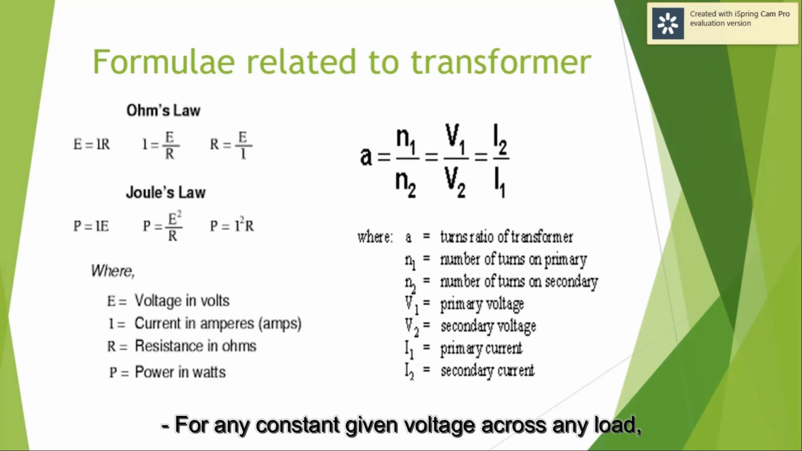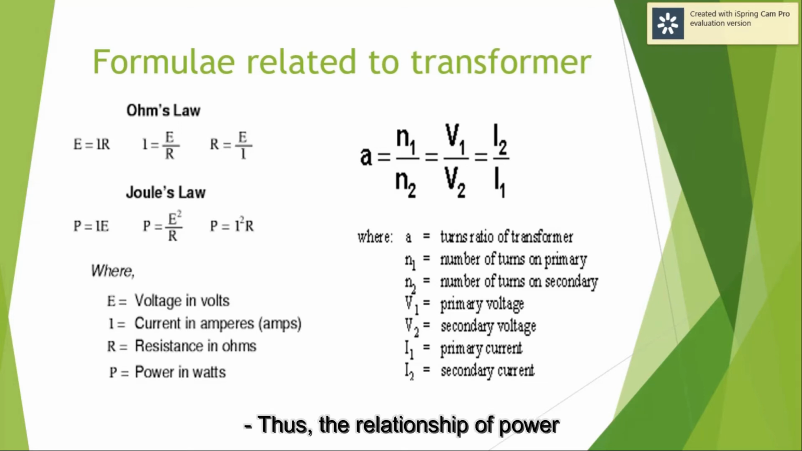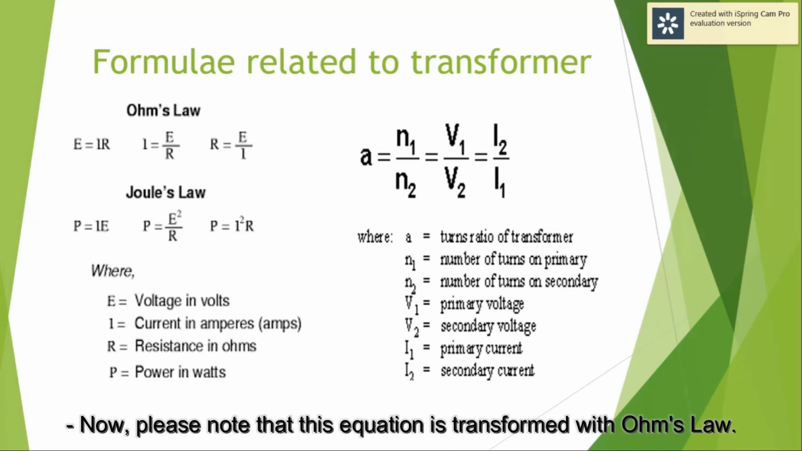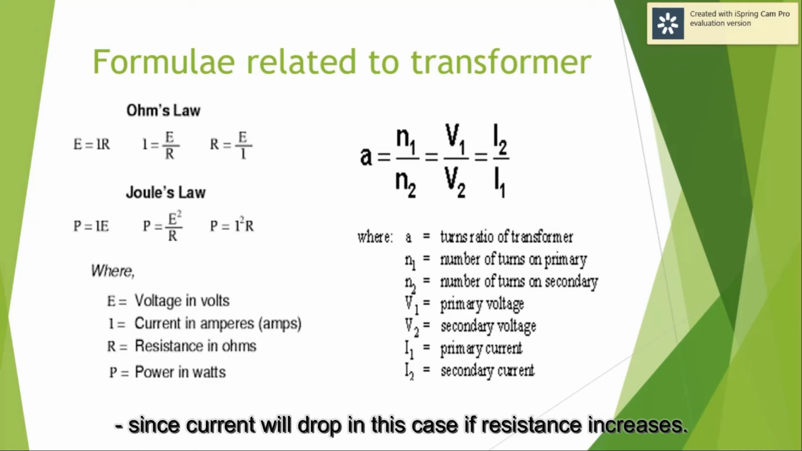For any constant given voltage across any load, the power received by the load is given by P equals V squared over R. Thus, the power is directly proportional to the square of voltage and inversely proportional to the resistance. But please note that this equation is transformed with Ohm's law. It changes with Ohm's law and is only appropriate since current will drop in this case if resistance increases.